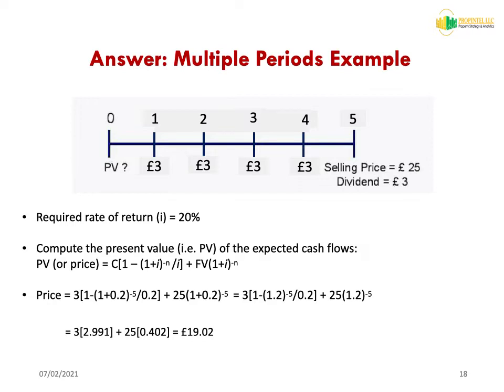This example is different from the previous example you have because in this case you have a series of cash flows, i.e. dividends, to be received each year for 5 years, and a lump sum, which is the sale price, to be received on the 5th year. However, the approach to finding the price of the stock is the same. We will discount each of the expected cash flows to today using the discount rate of 20%.